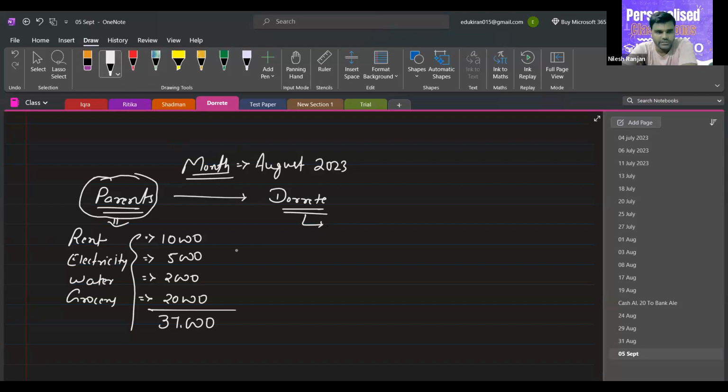Okay, okay. So I'm saying that in August 2023, there are various expenses that you have incurred, or you have to incur in future for September, you can say. So in all of these expenses, there are some expenses, for example rent, electricity, water, and grocery. These are paid by your parents.